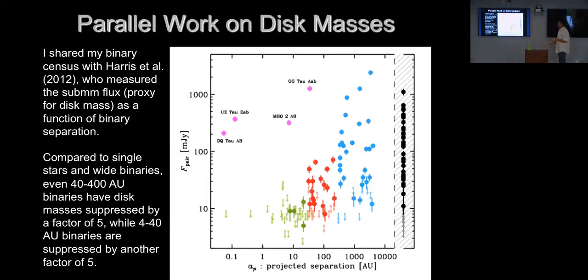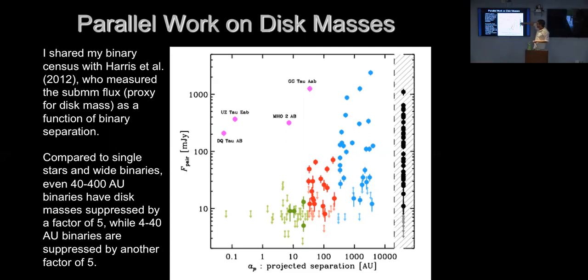I'll just add one more note before we move onward. There also has been parallel work on disk masses by, in this case, Robert Harris, where he looked at the same binary census that I'd assembled and didn't just ask protoplanetary disk yes or no. He said, what is the mass of the disk as measured from the submillimeter flux, which is a decent proxy for dust mass, which he then turned into total mass. And he actually found an even more striking trend, which is if you look at the flux in the millimeter, which is a proxy for disk mass, as a function of binary projected separation for a bunch of systems. And then the single stars are over here.